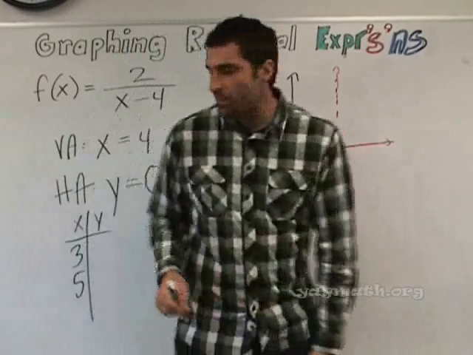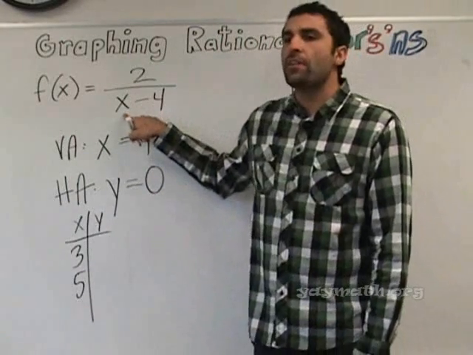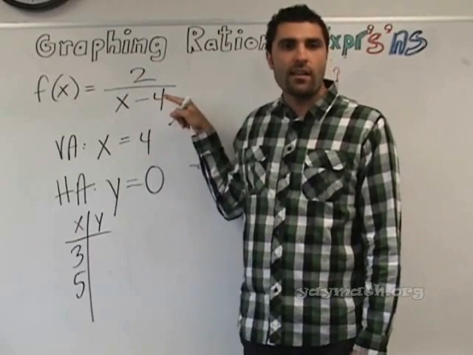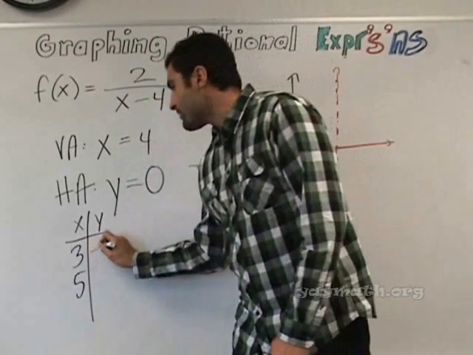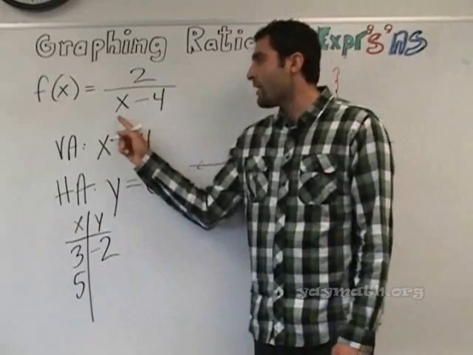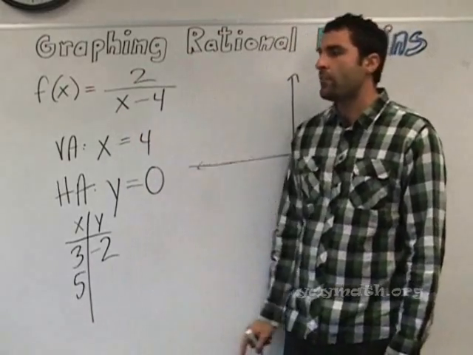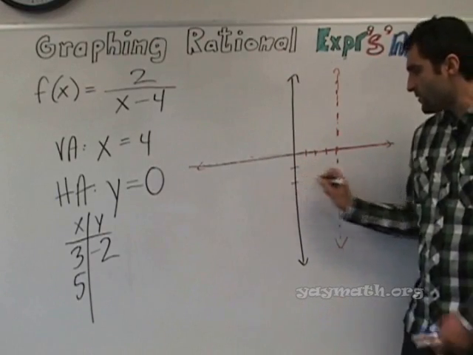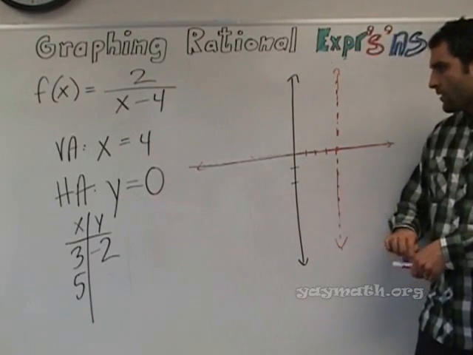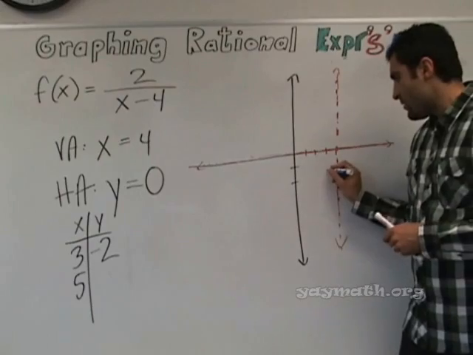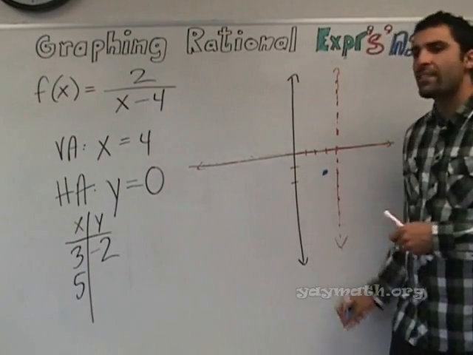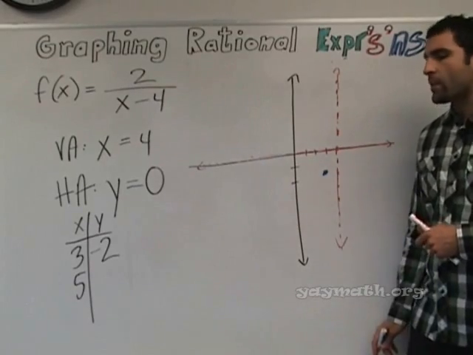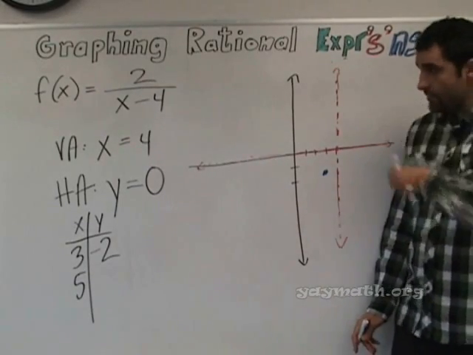So let's try 3. Watch what happens. If you plug 3 in for x, 2 over 3 minus 4. Negative 2. Right, because 3 minus 4 is -1, 2 over -1. So I'm graphing it. 3, -2. Graph it in a different color. So see, it's kind of doing what happened last time, except now the asymptote's over here. What about 5? 2.